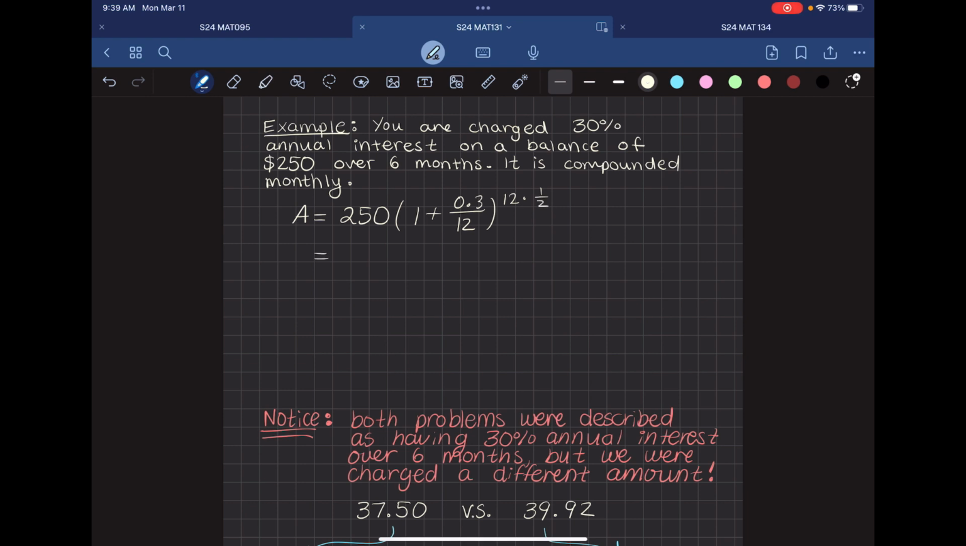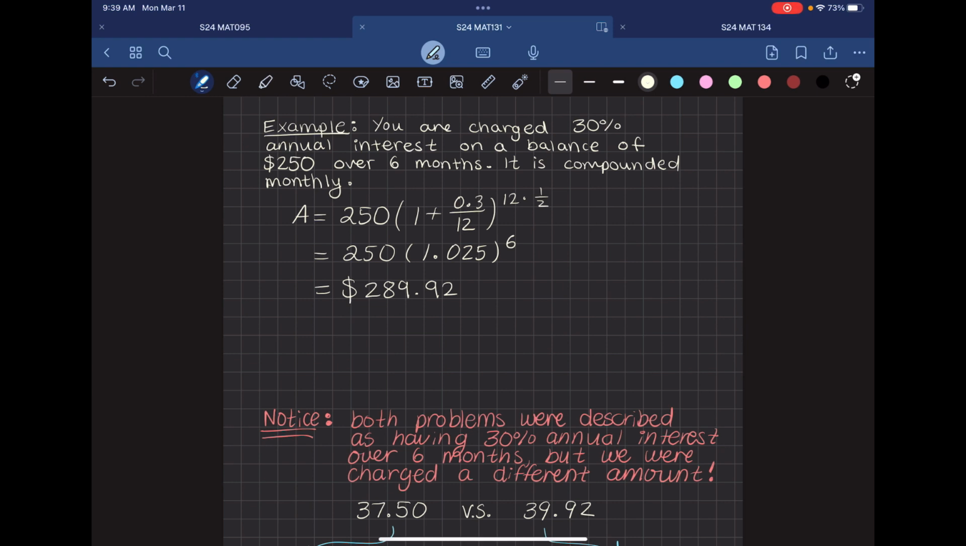And we could simplify this a little bit. 250 times 1.3 divided by 12 ends up being 0.025, so we add 1 to that and get 1.025 raised to the 6th power. And then we could type that into a calculator, and we would end up getting that the amount in our account at the end is $289.92. So that's the amount in our account.